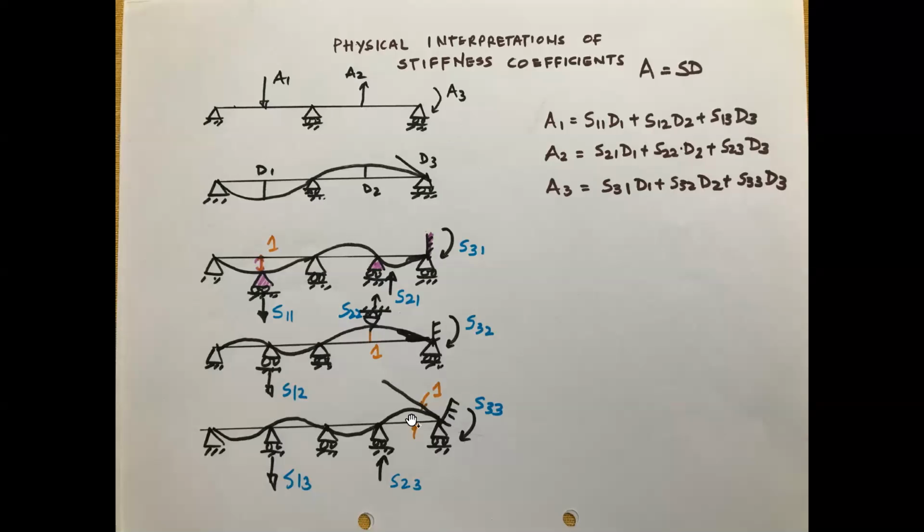Here it will be S, what is the quantity? S23. S23 will be produced here. And here there will be moment produced, which is called S33.